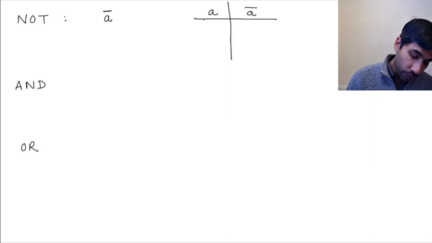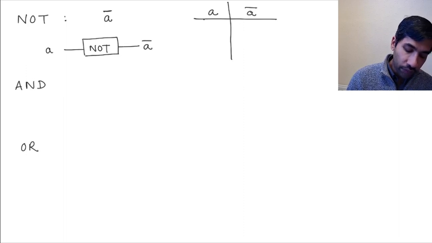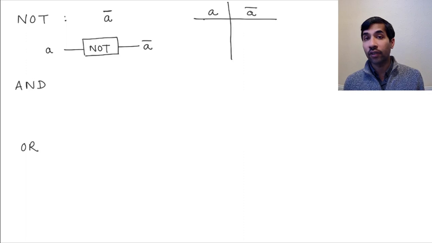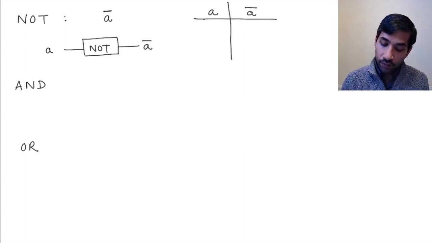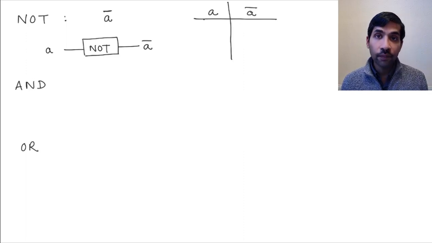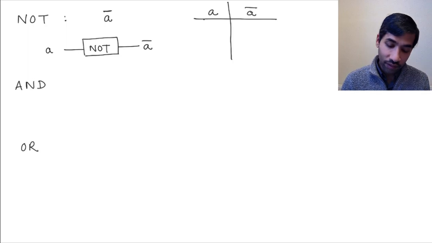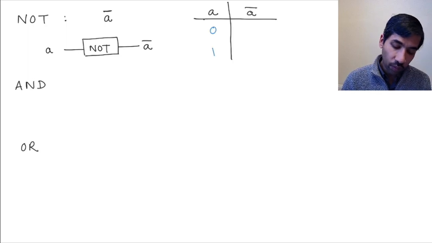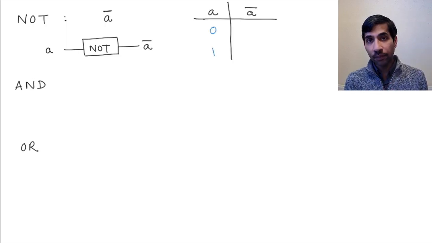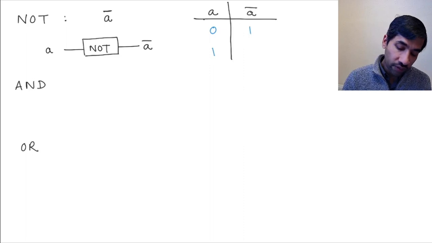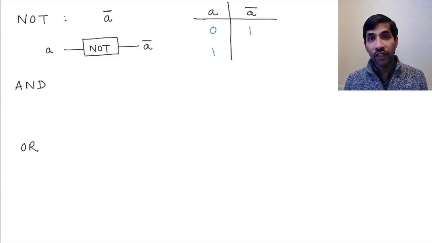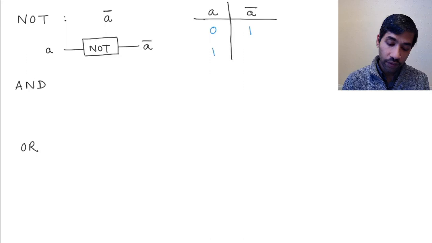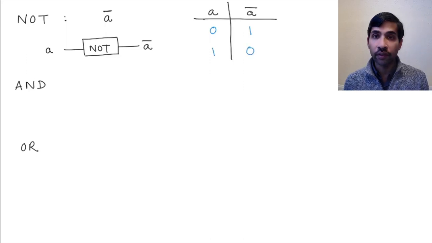So if this is the not operation, you have one input a and you have one output a bar, or you can call it not of a. And what are the values that a can take? A can take only two values in the binary numbers, 0 or 1. Now if the input is 0, not of a is going to be 1, and if the input is going to be 1, not of a is going to be 0.